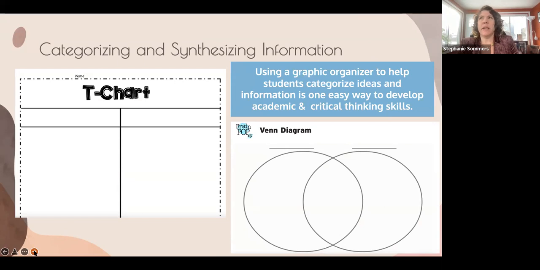One side could be hospital visit, one side could be clinic, and you just provide the material for students to sort, and they use it in the chart. So lots of ways to use that.